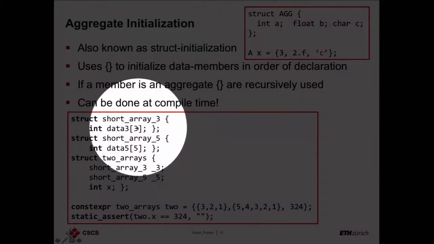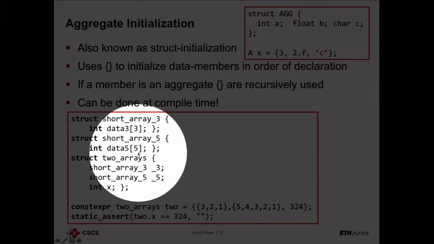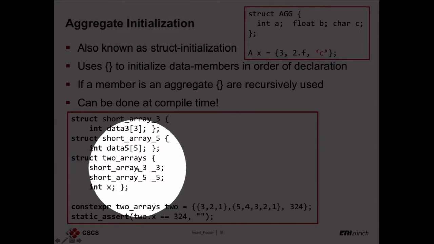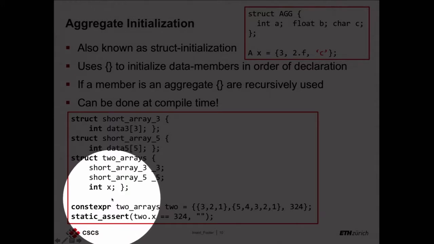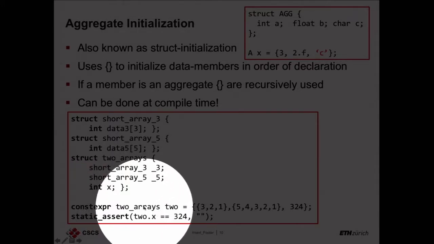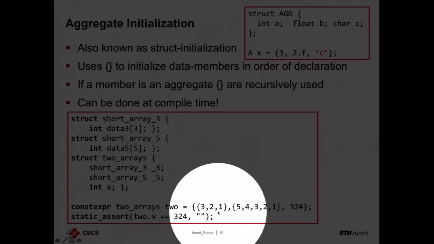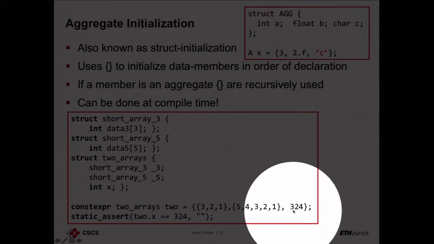I have a struct, a short array 3, which contains 3 integers. A short array 5, which contains 5 integers. And then I have another struct which contains 2 arrays: one is the short array 3, and the other is the short array 5. Plus, I have a data member which is an integer. I can instantiate this object here, I call it 2, and I initialize the first array with 3, 2, 1, the second array with 5, 4, 3, 2, 1, and the integer with 324.